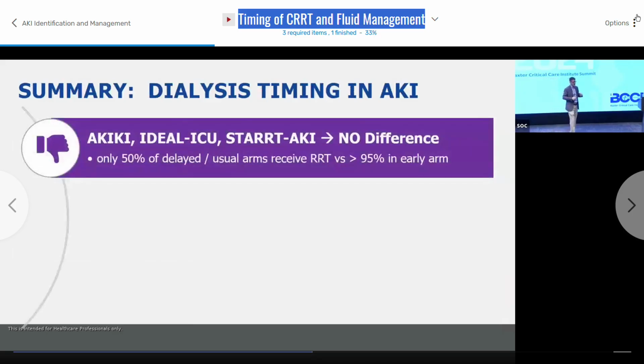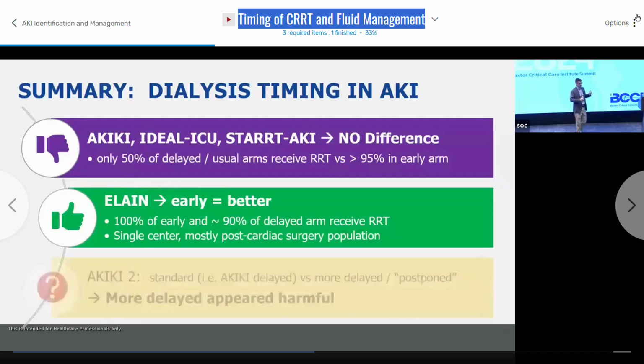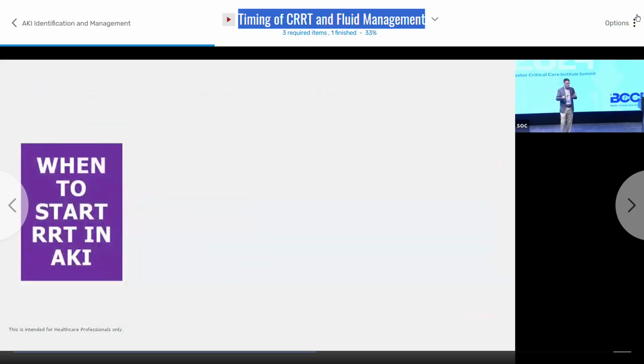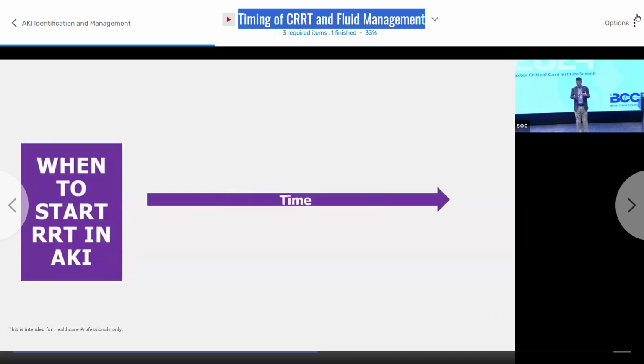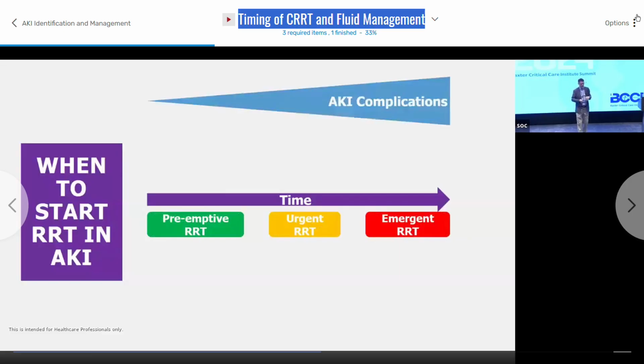So what's the summary? There's no difference, okay? But again, only 50% of the patients with delayed arm got dialysis. In the Elaine trial, there was potentially an improvement. And in the Akiki 2 trial, more delayed appeared to be harmful. So we're left sort of thinking, if we try to conceptualize this overall, and we have this question of when to start dialysis, and we have time along this axis, we can either do preemptive dialysis, urgent dialysis, or emergent dialysis, all right, which is like, K is 7.